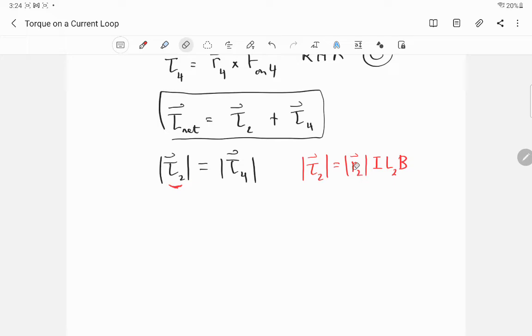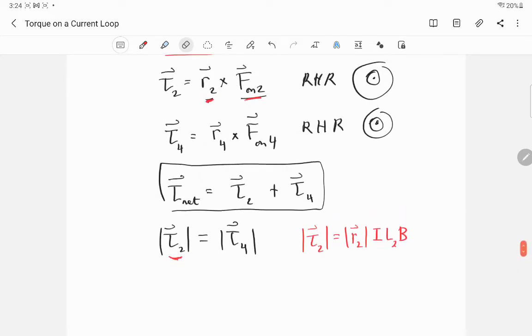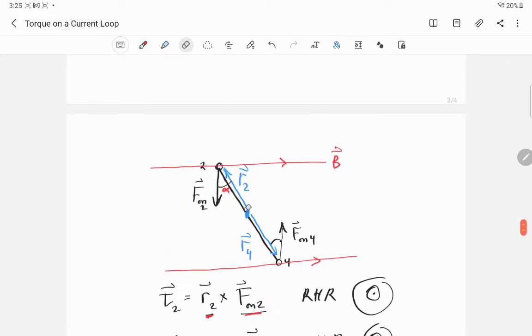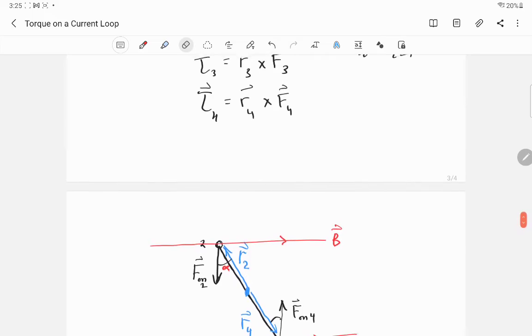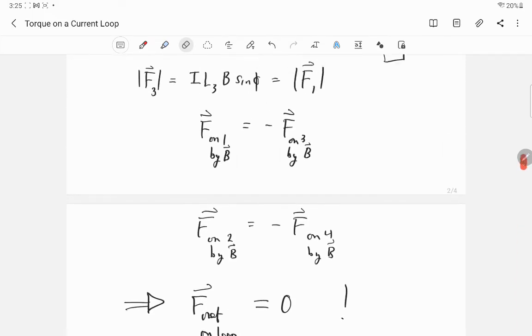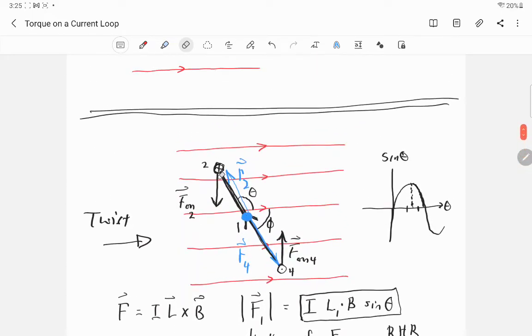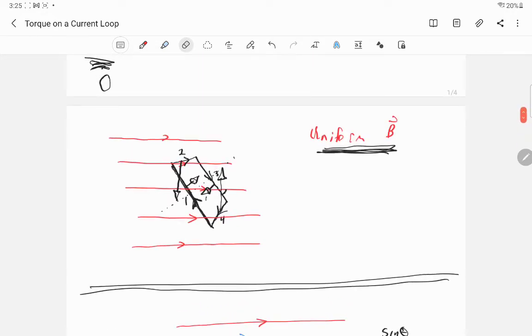But let's think about R2 here. R2 is interesting. It's actually half the length of segment number 1, right? Segment number 1 is this near side, right? Oops. Right here. You can see this segment number 1.